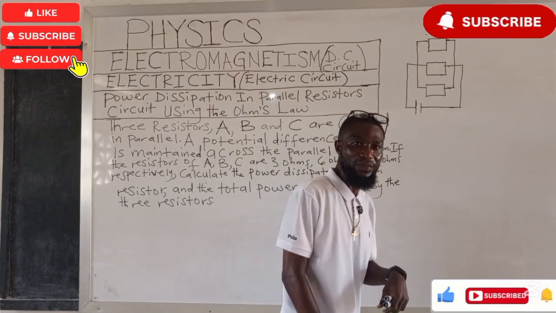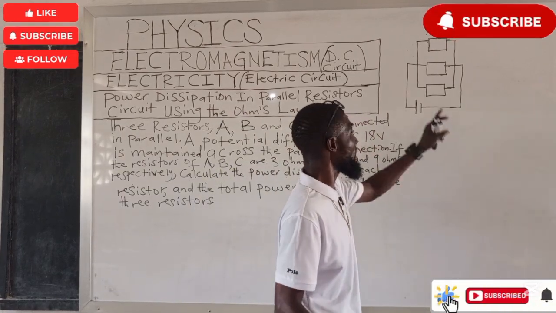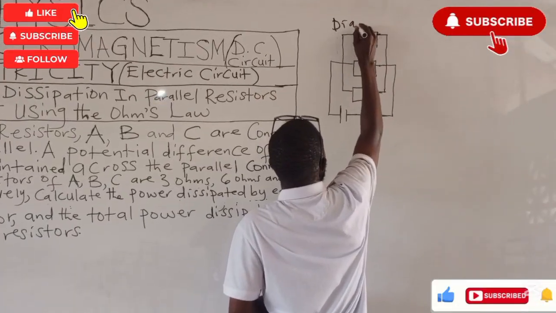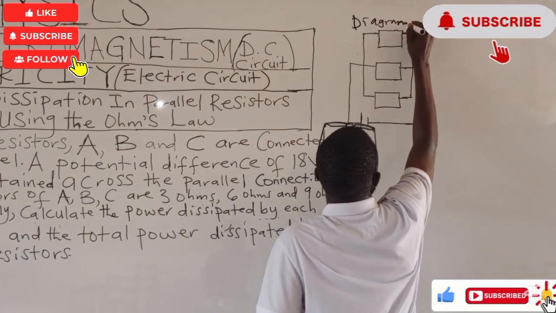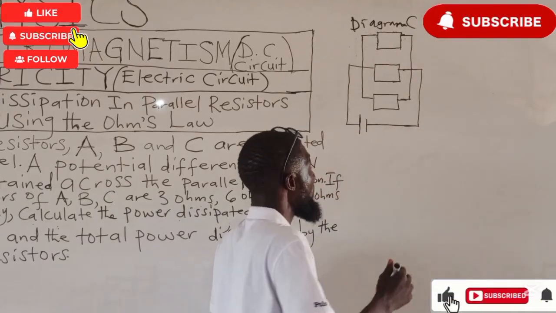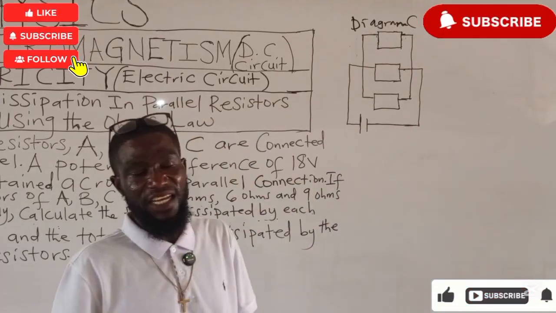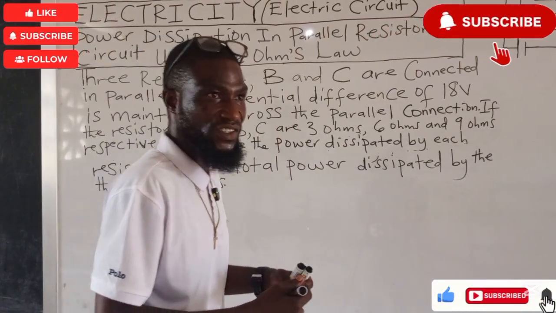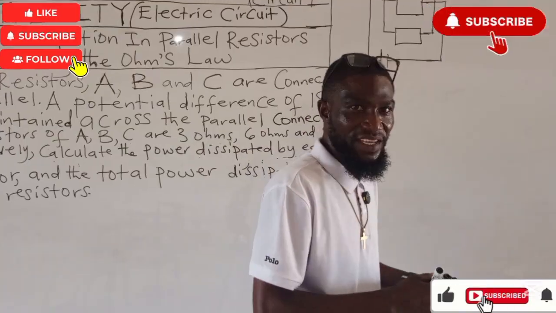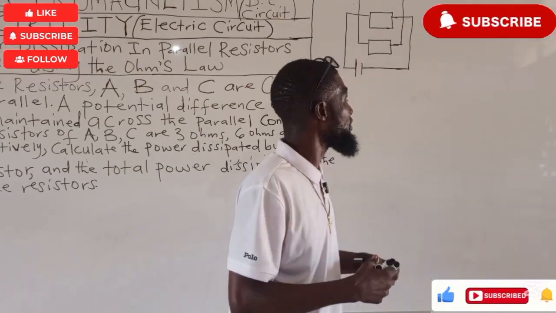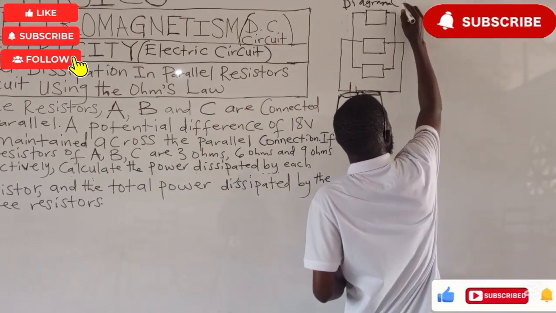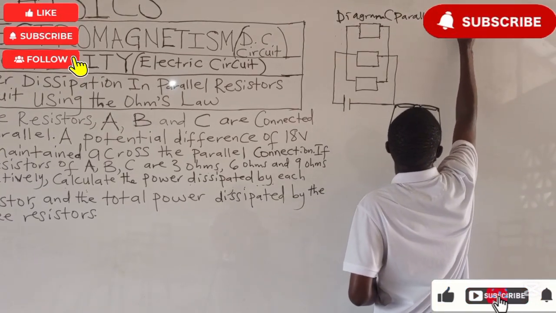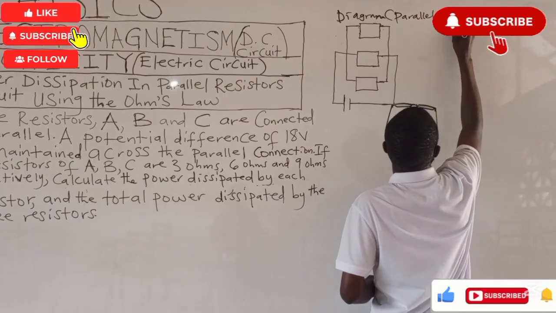On this note, ladies and gentlemen, before solving our problem, we'll be looking at our diagram. On our diagram here, we say this is the diagram, and the diagram is called the parallel circuit diagram. Why is it called a parallel circuit diagram? It is called a parallel circuit diagram because all of the resistors are connected in parallel, and the voltage across each resistor is the same.